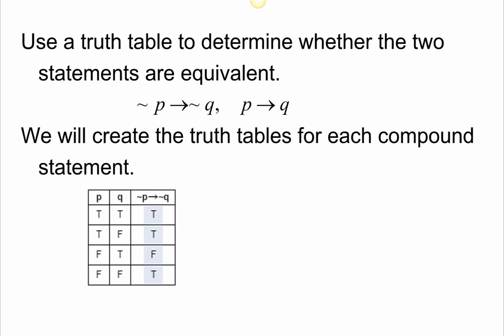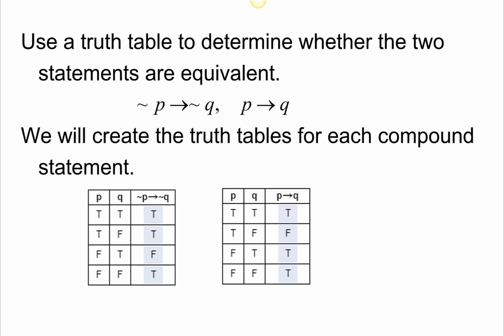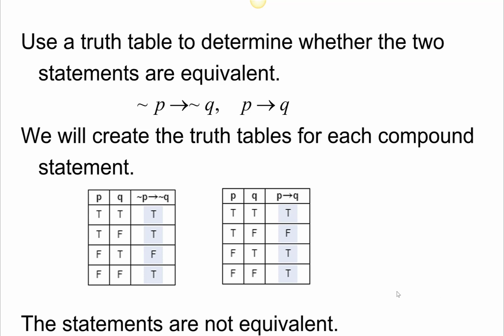So for the first compound statement, if not P, then not Q, there's my truth table. And then the second compound statement is if P, then Q. And we notice here we have different values in the answer column. So therefore, these statements are not equivalent. We notice on the left side we have true, true, false, true. And on the right side, we have true, false, true, true.